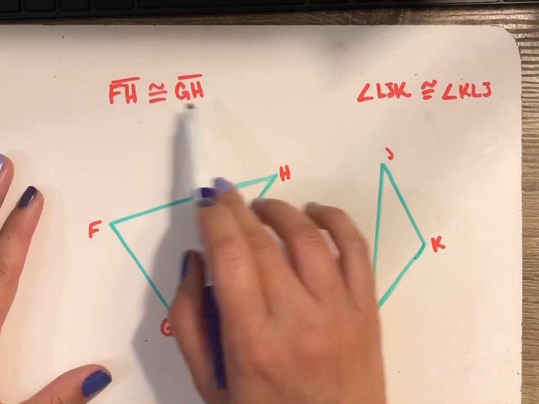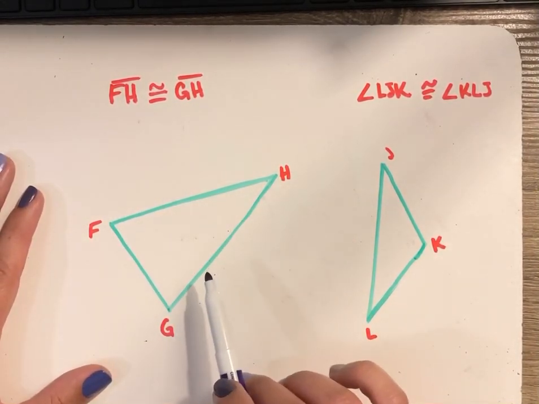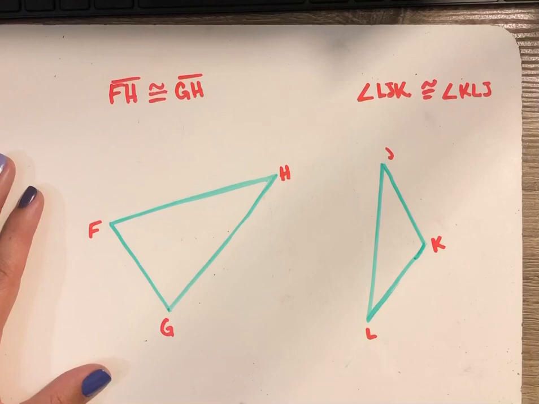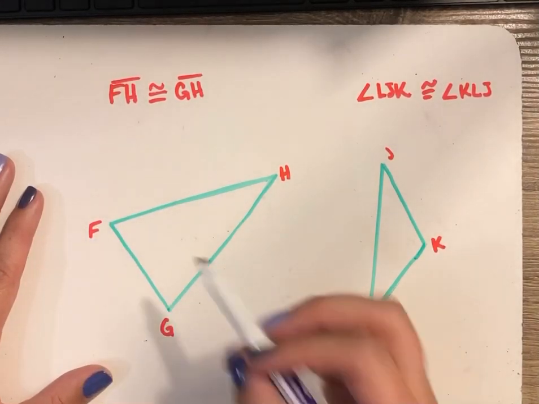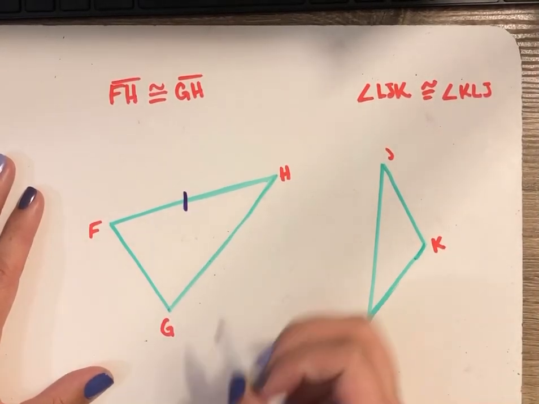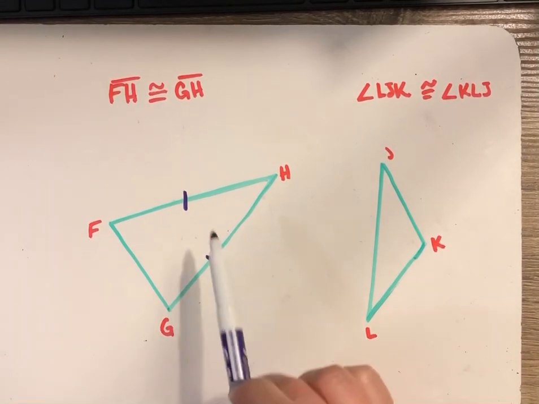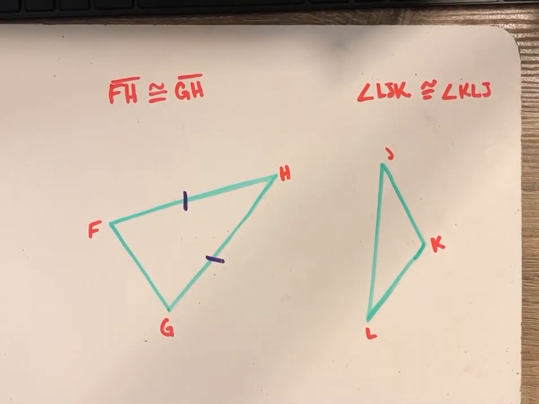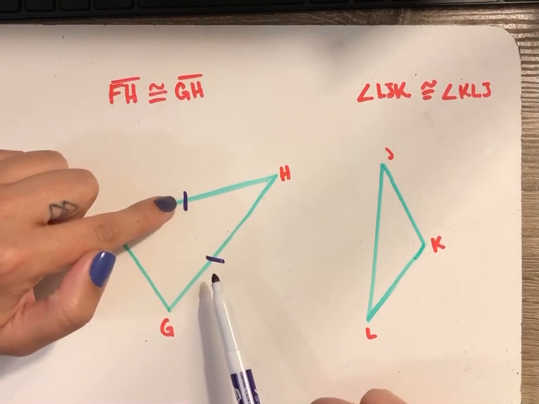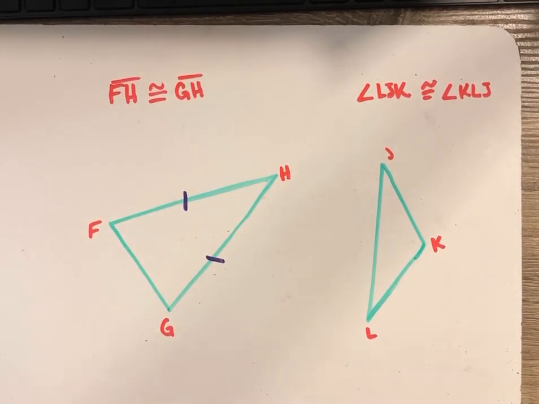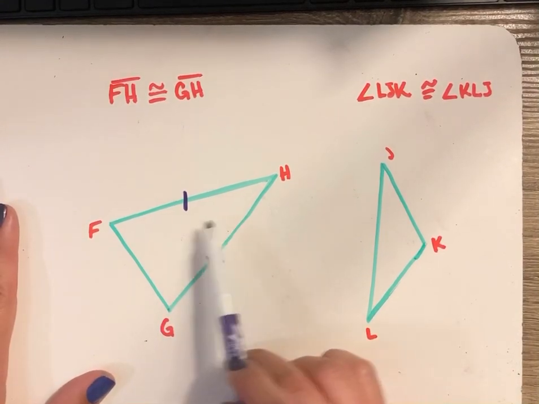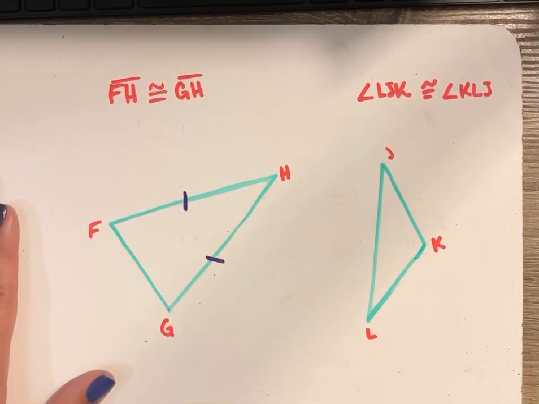So in order to mark that information on the diagram, I'm going to put a little tick mark through each of these segments. So FH is congruent to segment GH. That makes this an isosceles triangle because two of its sides are congruent. So now that I know it's isosceles, I also know that there are some congruent angles in this triangle.